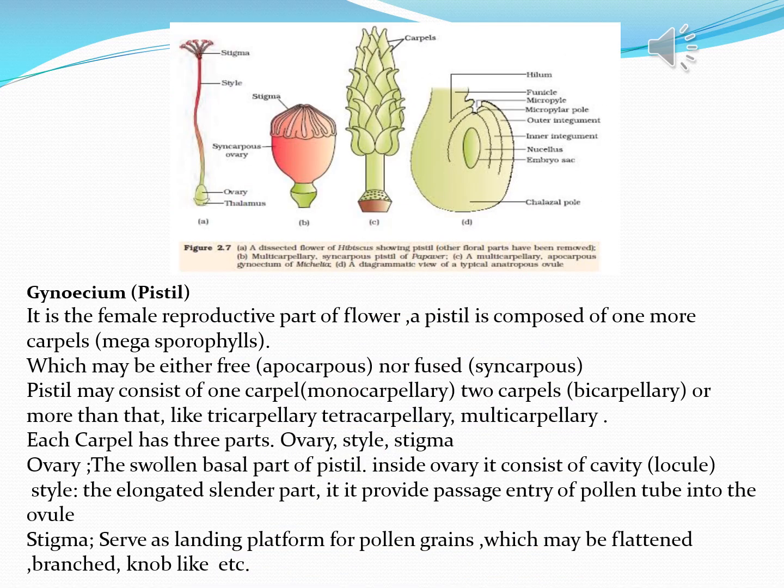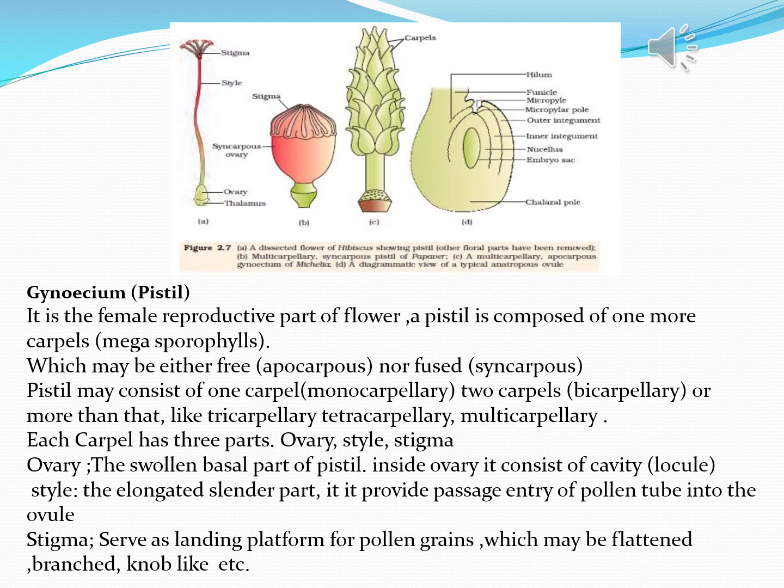Next one is the gynoecium, also called the pistil. The pistil is the female reproductive part of the flower, and it is the innermost whorl of the flower. The pistil is composed of one or more carpels, also called megasporophylls. The pistil may consist of one carpel, two carpels, or more than that.